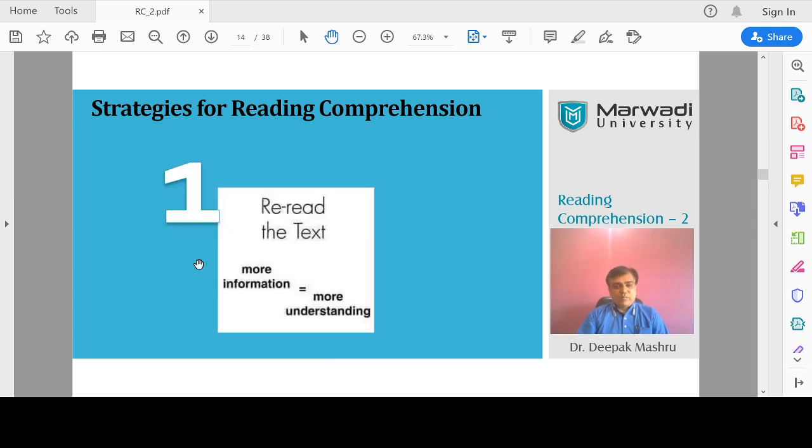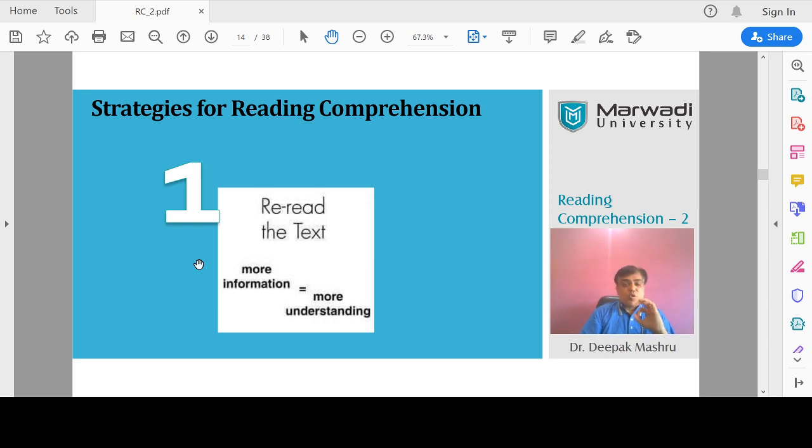Strategies for reading comprehension. Now let's go for the first strategy. I understood now. If you don't write yes, it's okay. We are moving further. The first strategy says: reread the text.